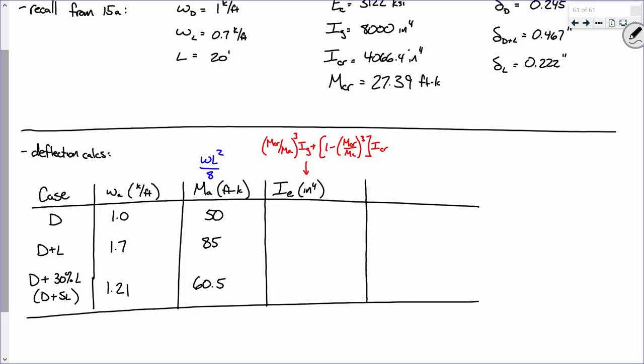Okay, so let me ask you this. When we did that for dead load, what was our effective moment of inertia? Okay. All right, so what was it for dead plus live? Now what changed from those two calculations? What was the different value? MA, right? Because MCR didn't change, the gross moment of inertia didn't change, the cracked moment of inertia didn't change. So if it's 50, here's your value. If it's 85, here's your value. So if it's 60.5, what is it? I just told you two values in a row. Well, your calculator isn't even open though, that's the thing. But I will give you a reprieve. Somebody else.